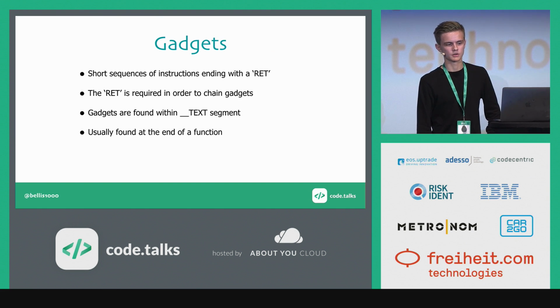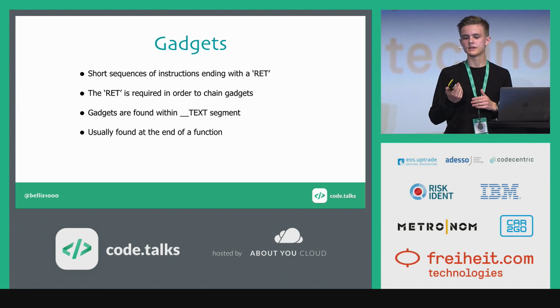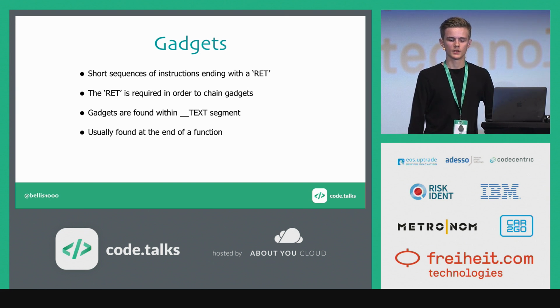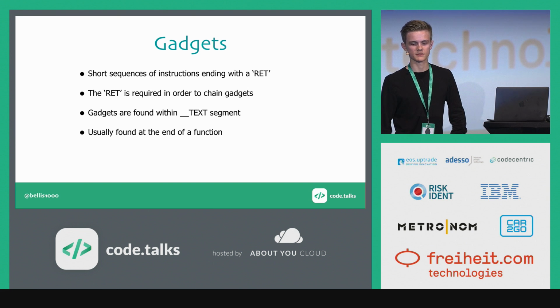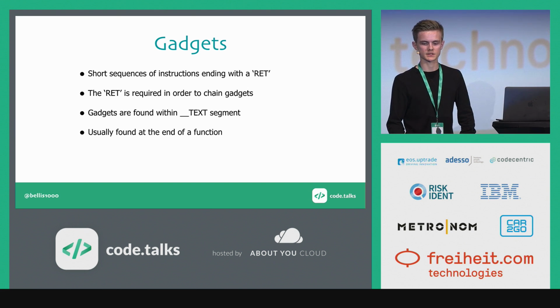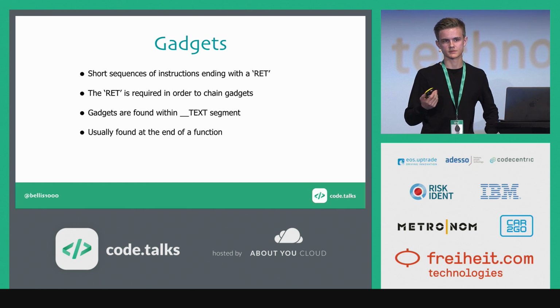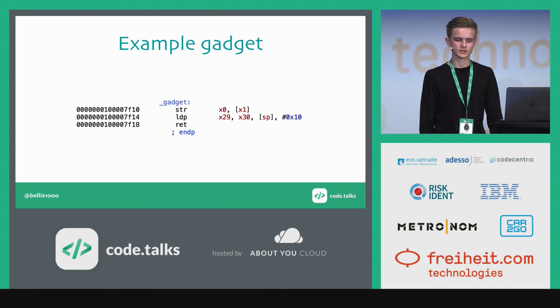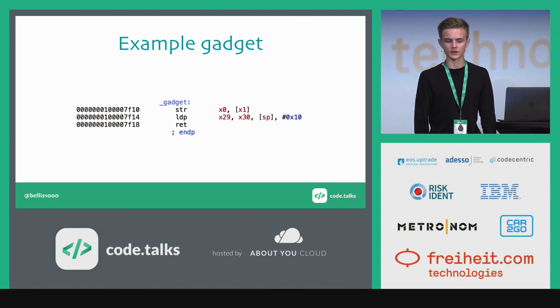So gadgets are short sequences of instructions that are found within the actual binary, and they end with a return instruction. And this return instruction is basically what allows you to connect together loads of gadgets and create a full payload. So they're obviously found within the text segment, as I said, because they have to be executable. And since they do end with the return instruction, they're normally found at the end of a function because that's where you would find return instructions. So this is an example of a gadget you might find when working on a payload. This is in ARM64 assembly.